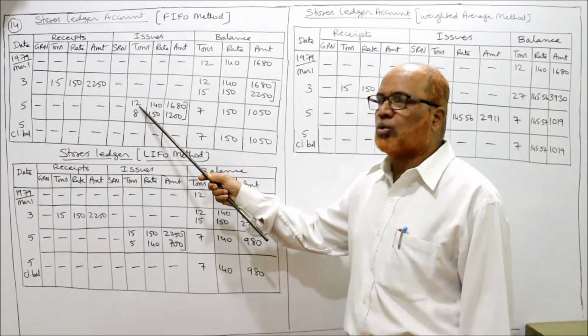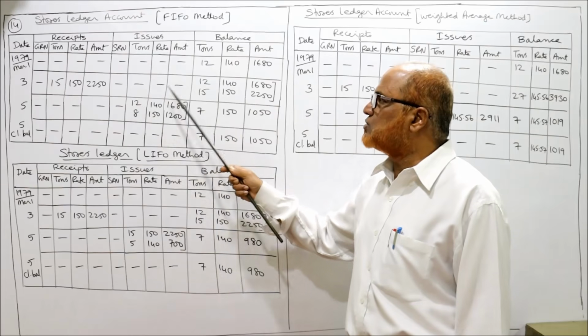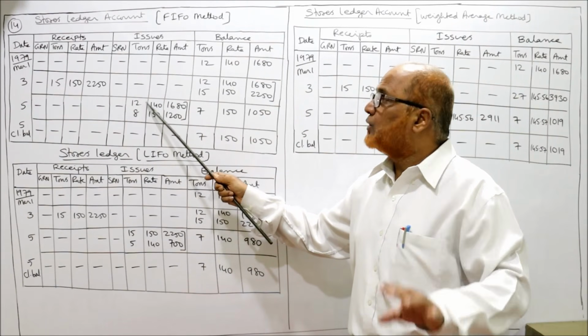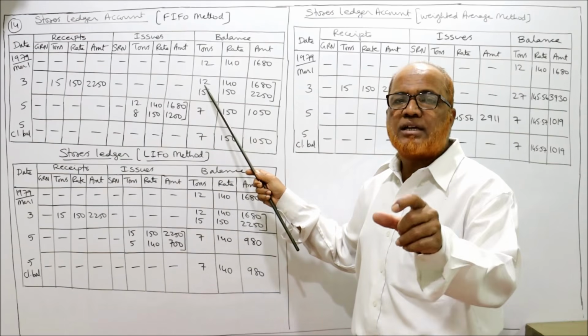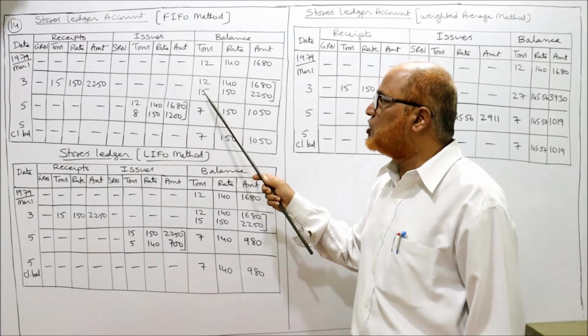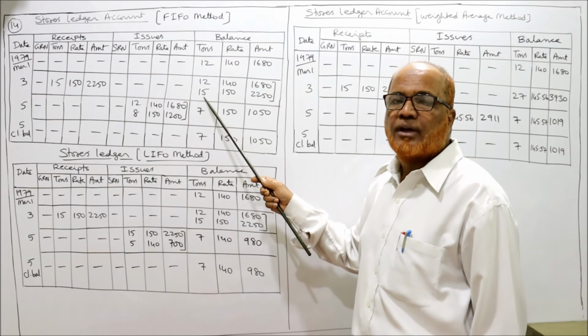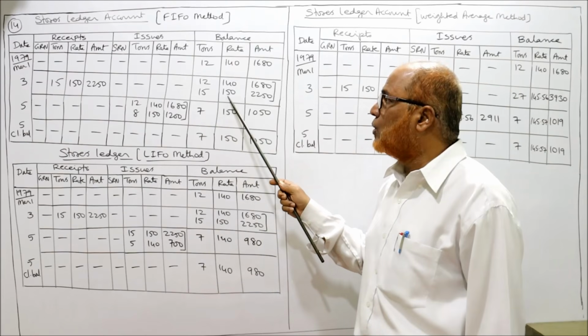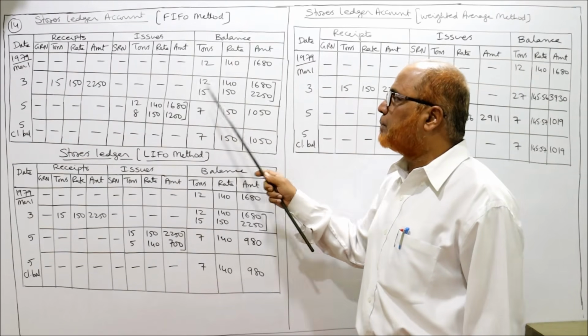This 12 tons will be fully issued. Totally we have to issue 20 tons, so 12 tons are over. So 20 minus 12, 8 tons. These 8 tons will be issued from the second lot. At what price? 150. First lot price 140.